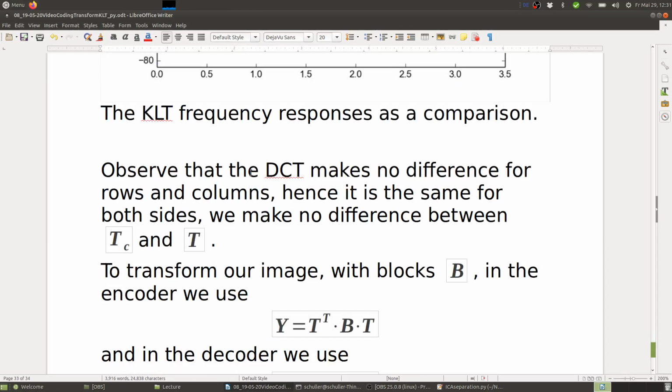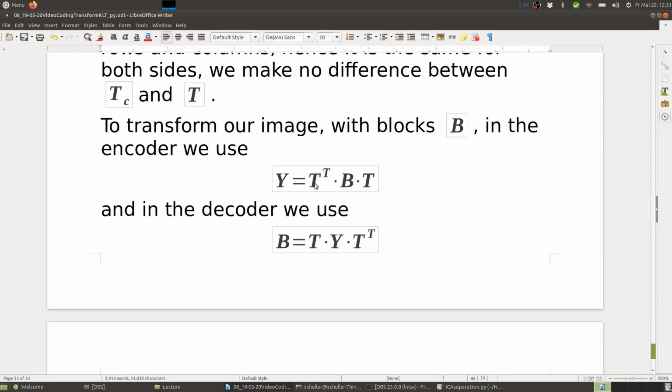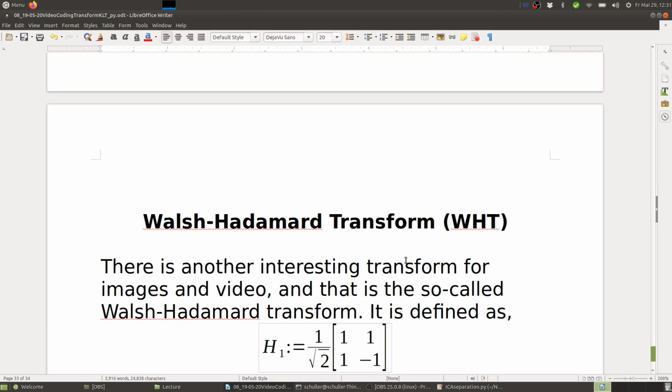Observe that the DCT makes no difference for rows and columns. Hence, it is the same for both sides. We make no difference between TC and T in this case. To transform our image blocks, we just multiply the same type of matrix from each side, and in the decoder, we just use the inverse or transpose.